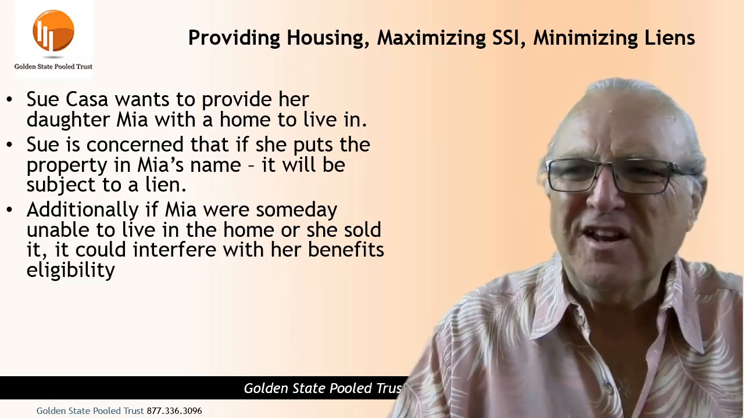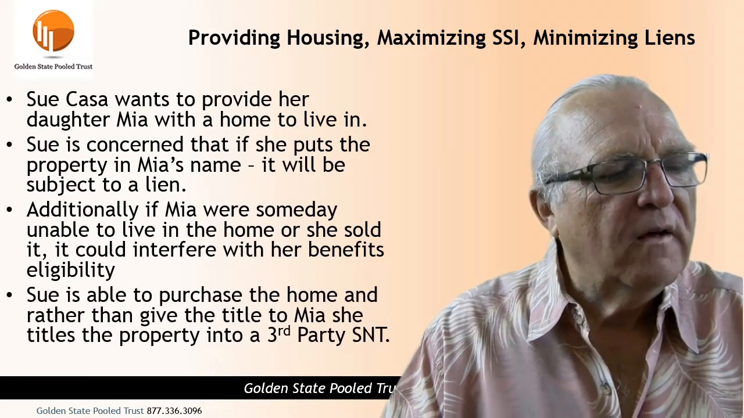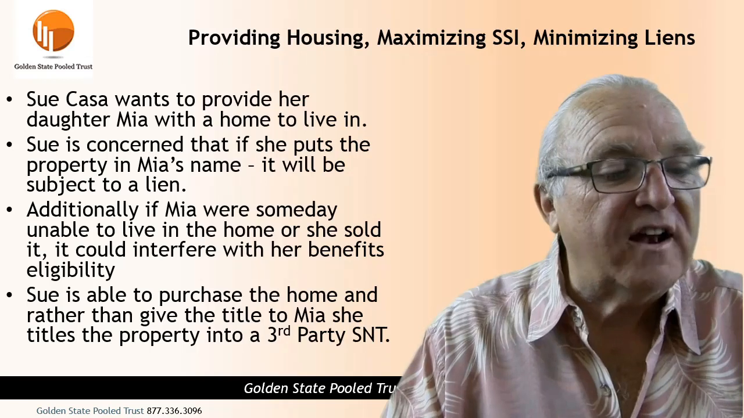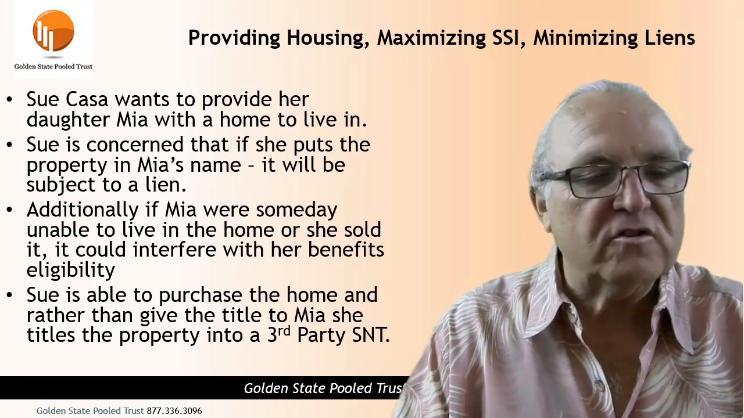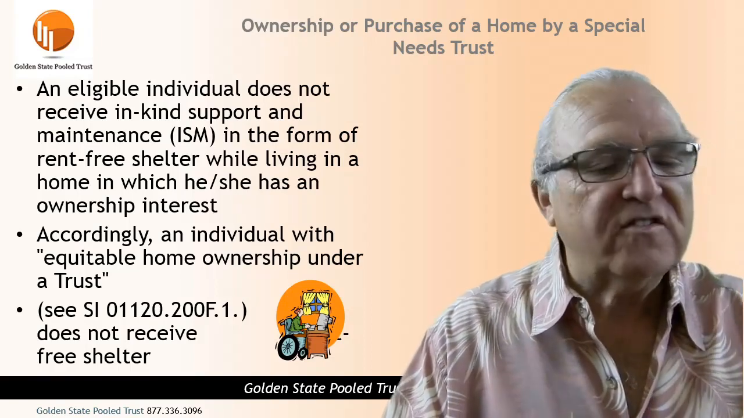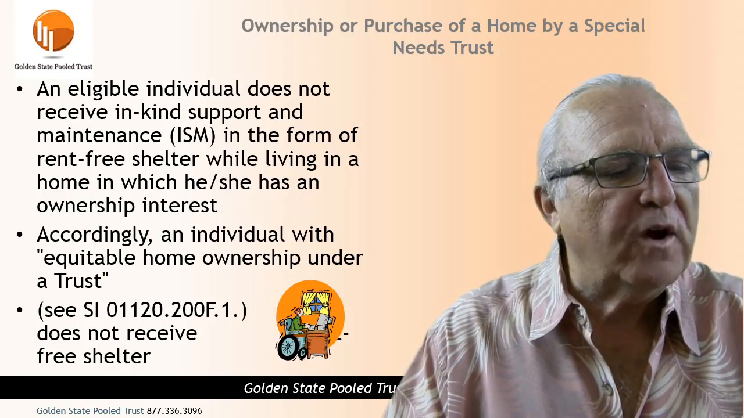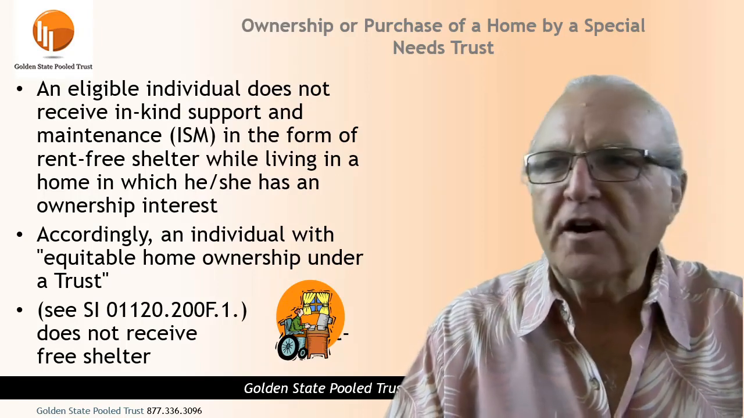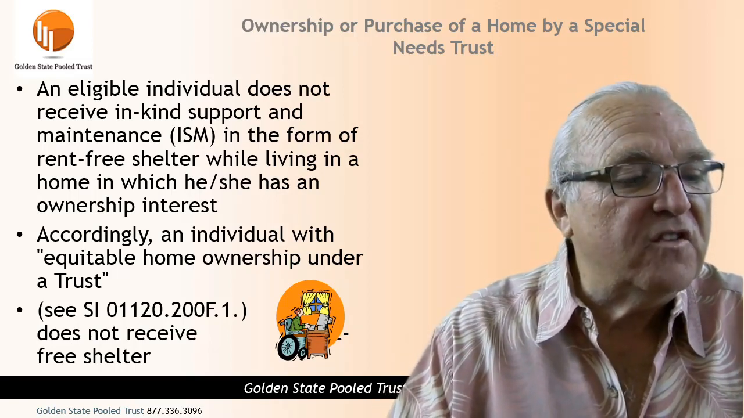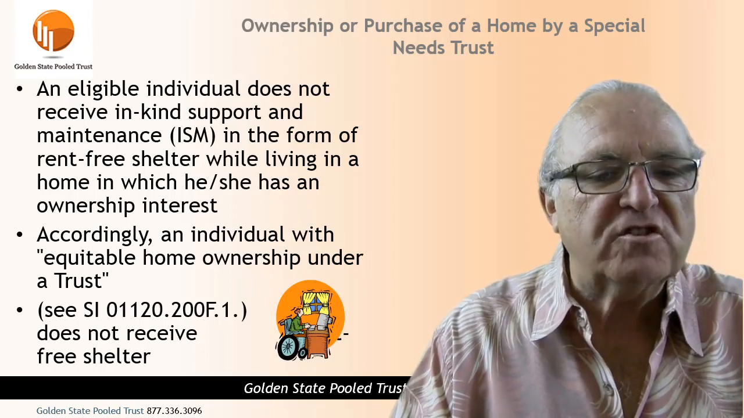The other advantage of putting it in a trust is it also won't be subject to creditors if there's a problem down the road. So Sue is able to purchase the home, and rather than give the title to Mia, she titles it into a third-party special needs trust. Now, as we might remember, what it says in the POMS is if an eligible individual does not get any kind of support and payment of getting rent-free shelter, if she's living in a home that has an equitable interest, we had covered that before. Accordingly, an individual with equitable home ownership under the trust does not receive rent-free shelter.